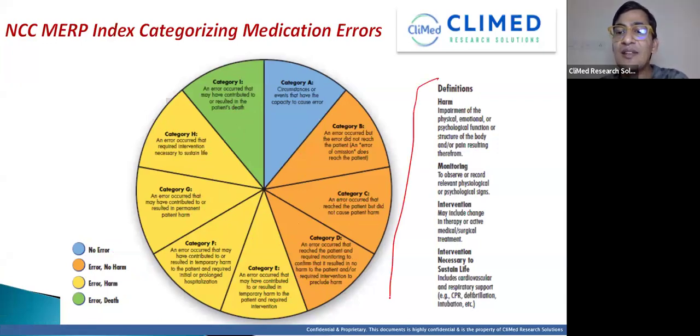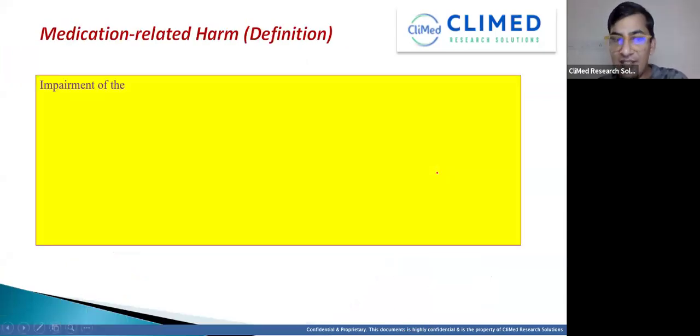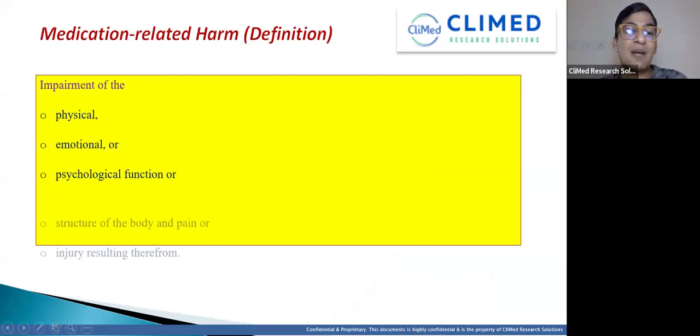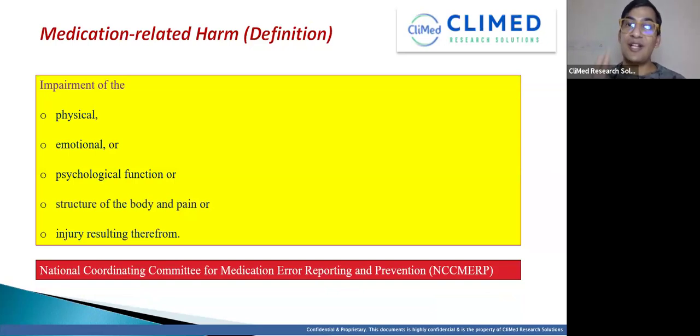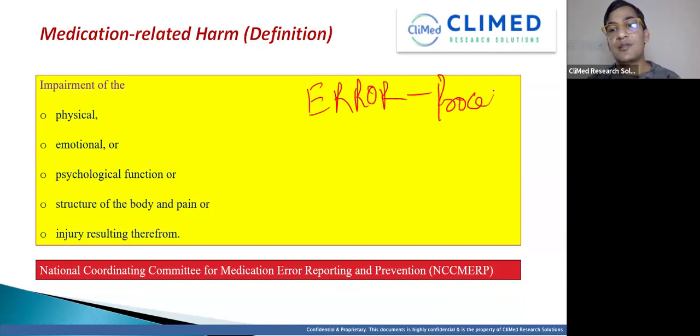Okay, then harm. I'll come to the harm. Right? What is harm exactly? See, all the errors which reach the patient cause harm, right? Without harm, there is no error. Error is the process, harm is the result. Okay, guys, remember this. Error is the process, and harm is the result.